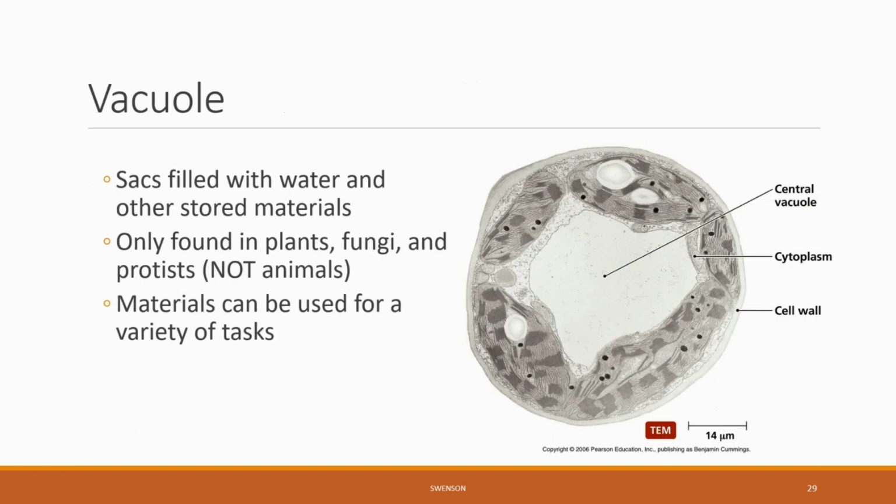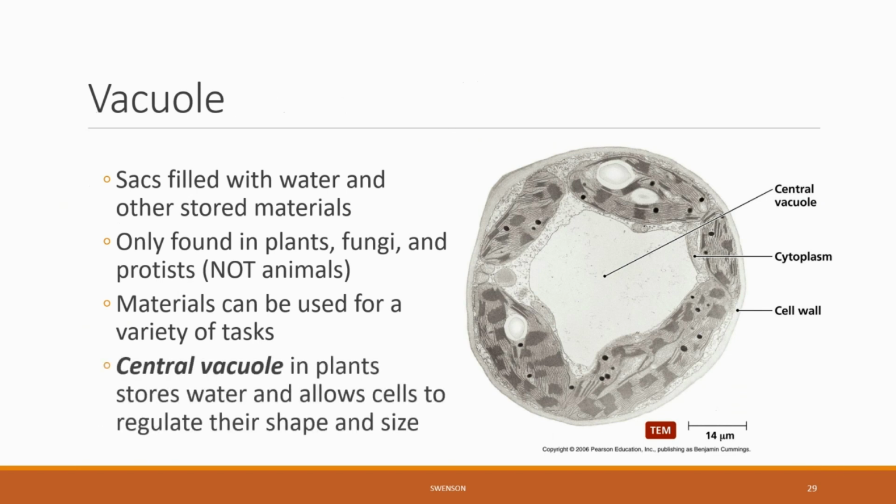The vacuole is a sac filled with water and stored materials. Vacuoles are not found in animals. Their materials can be used for a variety of purposes. For example, the central vacuole in plants stores water and allows cells to regulate their shape and size.